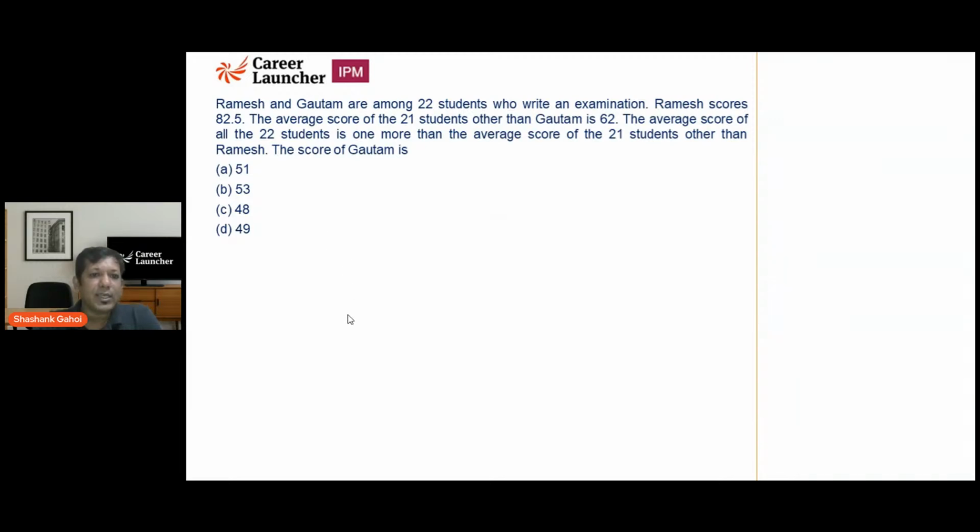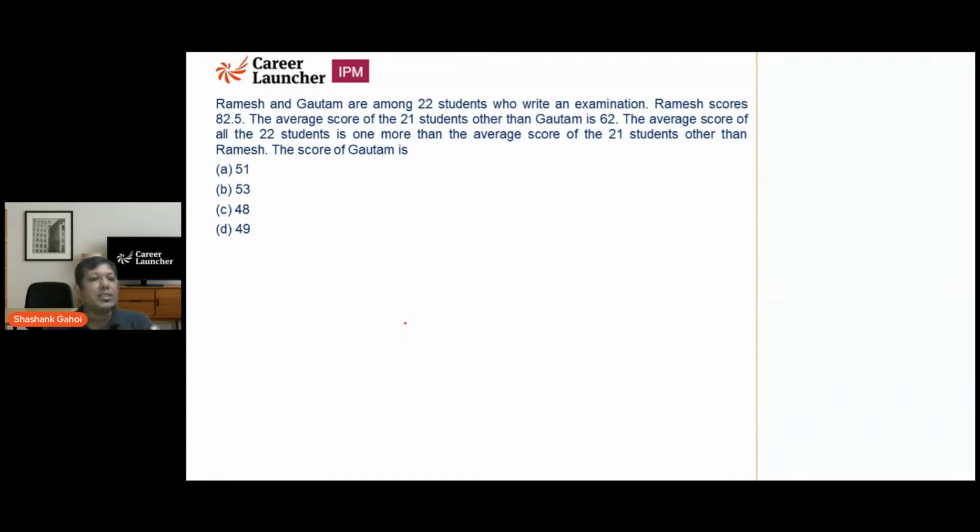What does it say? Ramesh and Gautam are among 22 students who write an exam. Ramesh scores 82.5. The average of the 21 students other than Gautam is 62. The average score of all 22 students is one more than the average score of the 21 students other than Ramesh. So what is the question saying? There are a total of 22 people. The question is asking for an actual number, that is, the score of Gautam.